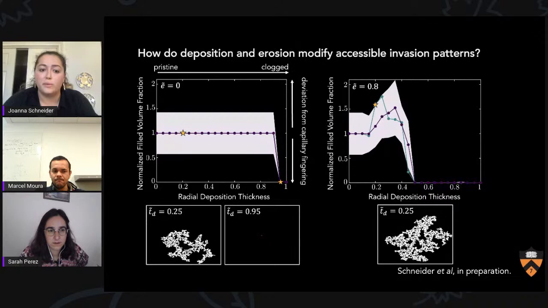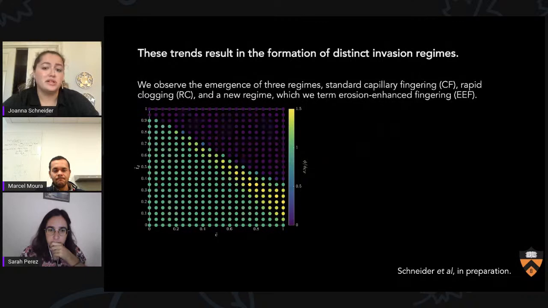I want to show you one final result, and that's that we can take these results one step further to explore the entire deposition and erodibility state space. Here we see three distinct regimes. We still have this capillary fingering regime in green. We have what's called a rapid clogging regime, and that corresponds to this network here. And then we have the emergence of this new regime, which we're calling erosion-enhanced fingering.